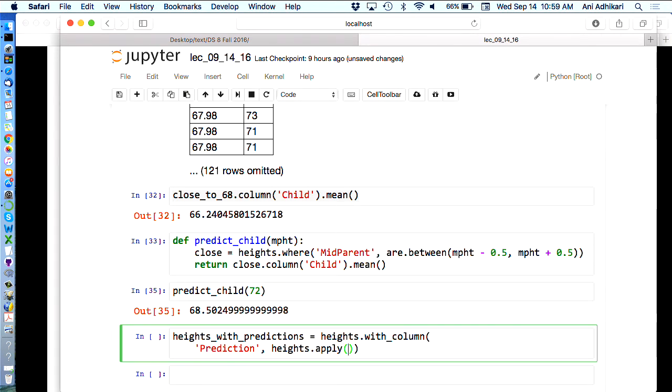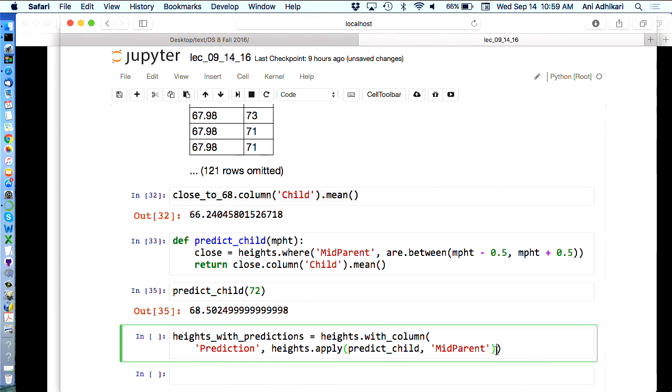And? What goes first? Name of the function. Name of the function is what? Predict child. And what's the other argument? Name of the column. And what's the column that this function is going to work on? Mid-parent, exactly.